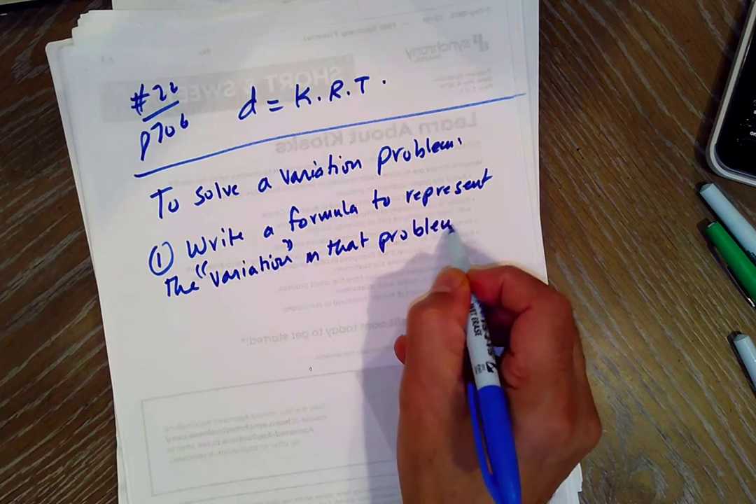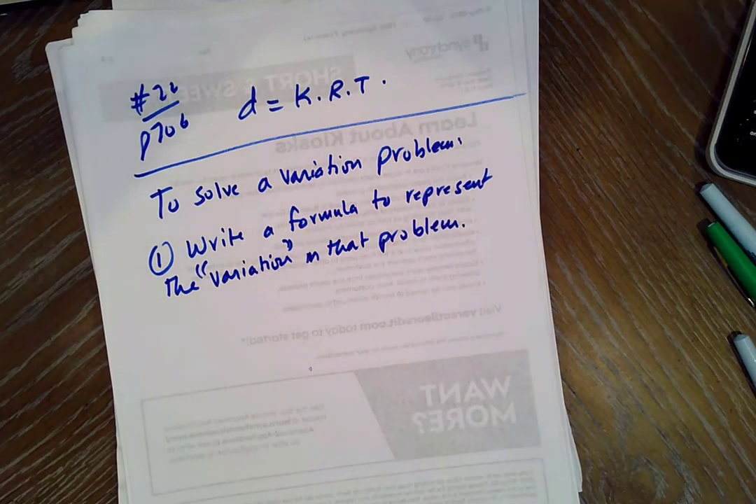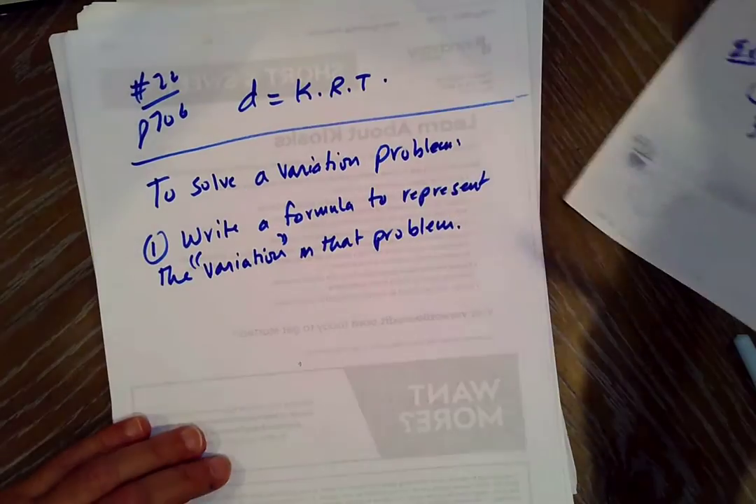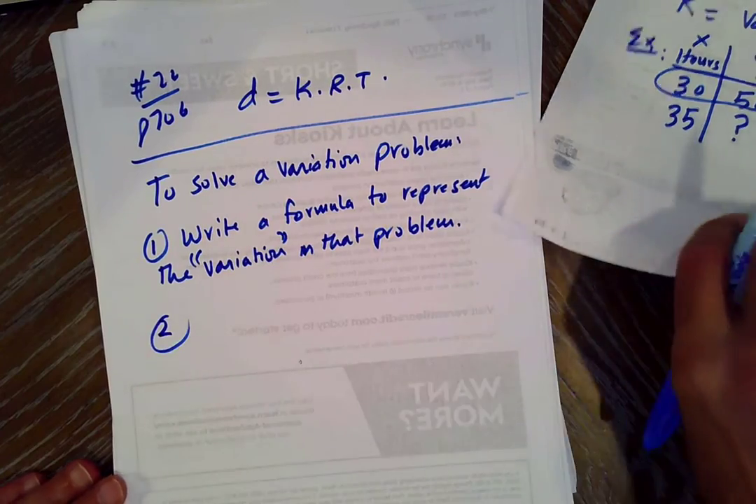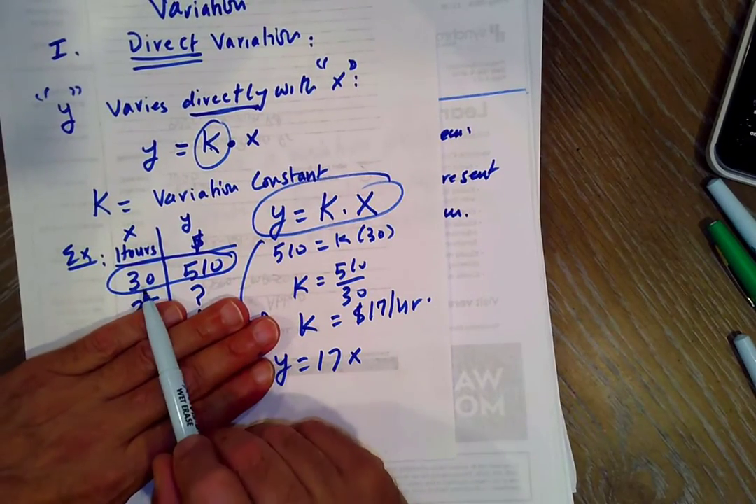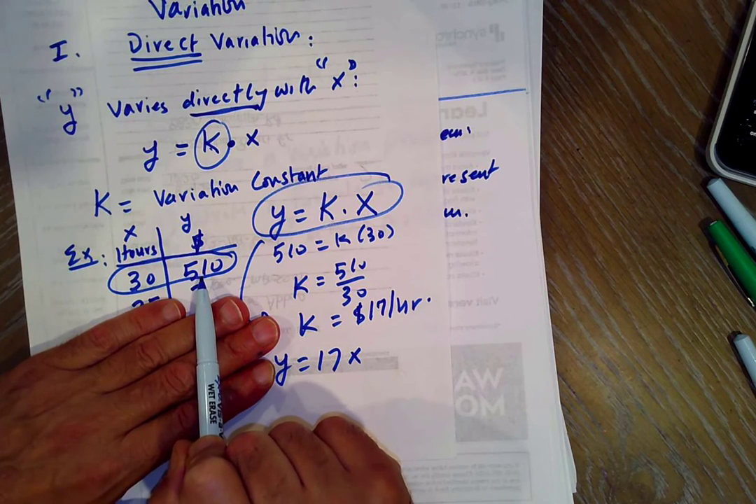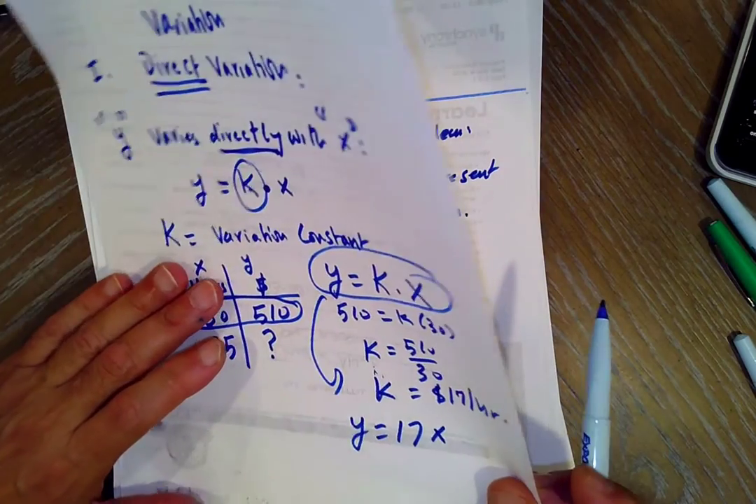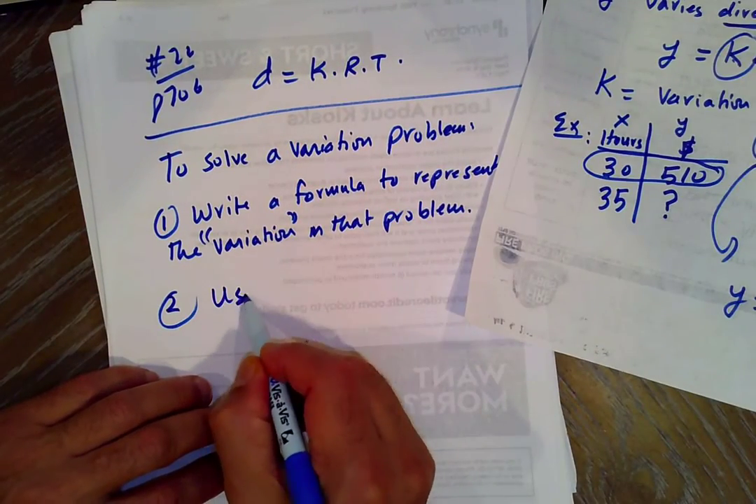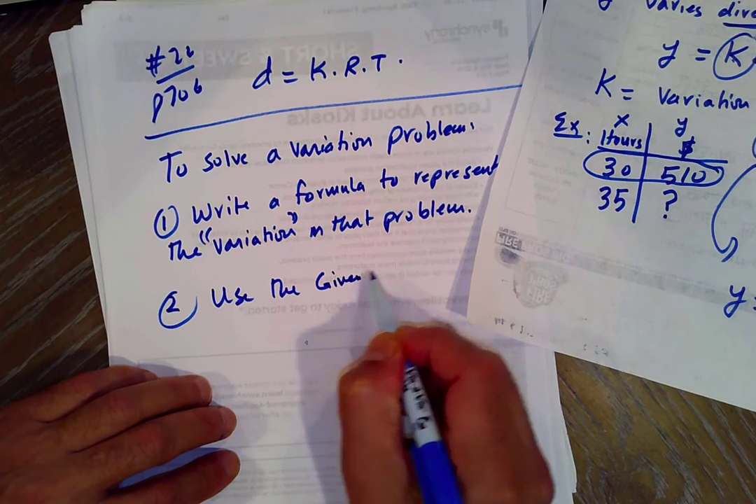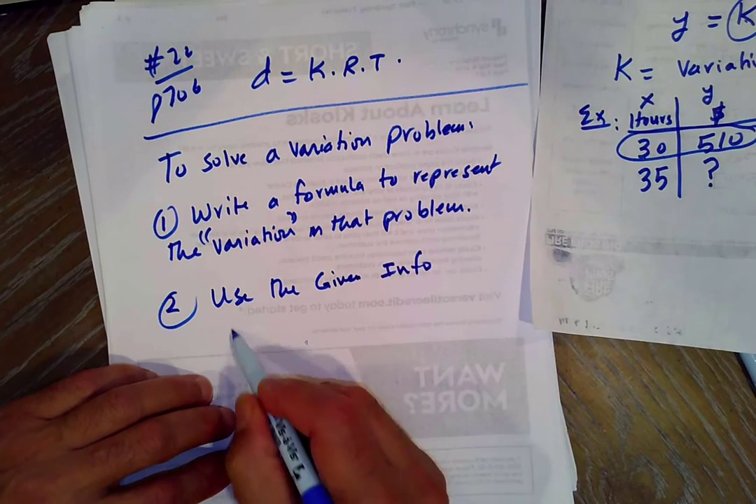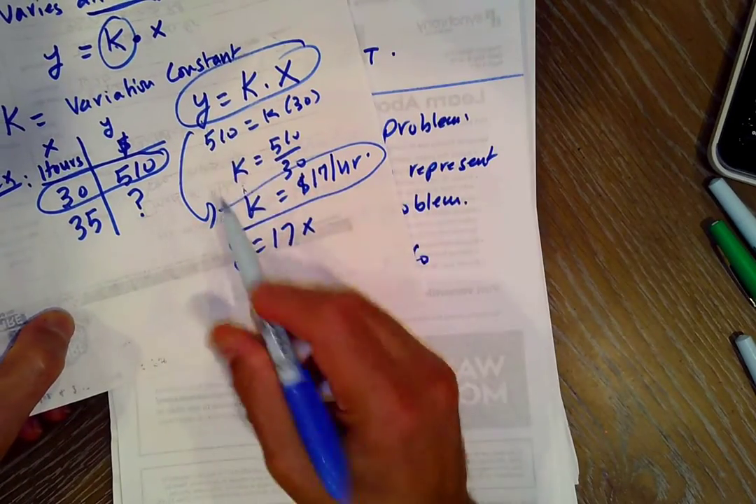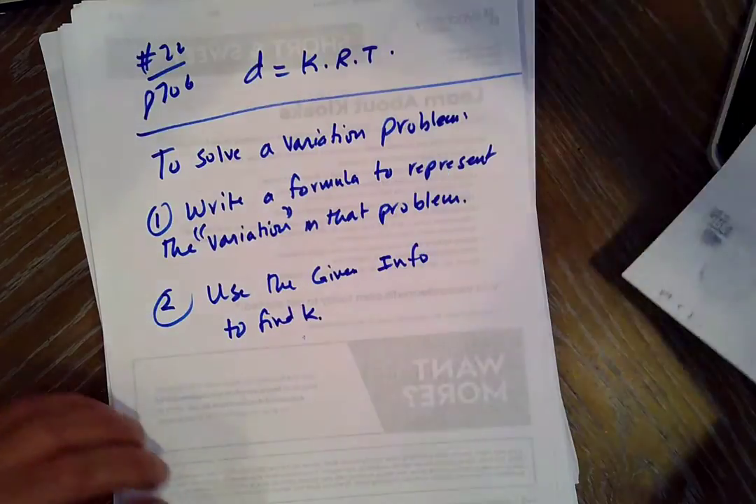If it's joint, you multiply as many variables as you have in there. So this was the first step. Write y equals kx. Then, if you notice, we used the given information, working 30 hours, how much we got paid. We use that information, plug it into the formula to find k. Use the given info to find k. We found k, and then we plug the value of k back into the original formula.